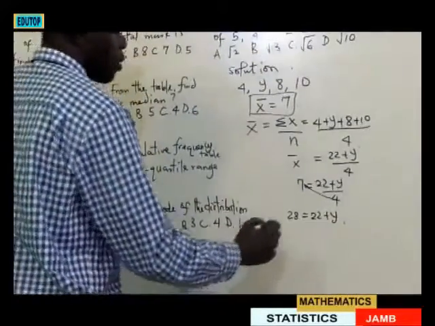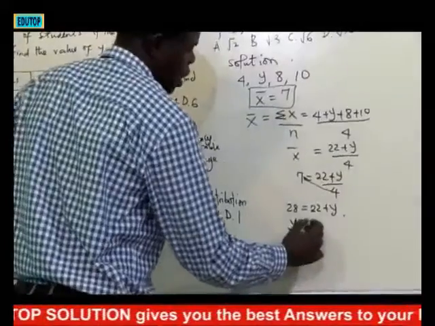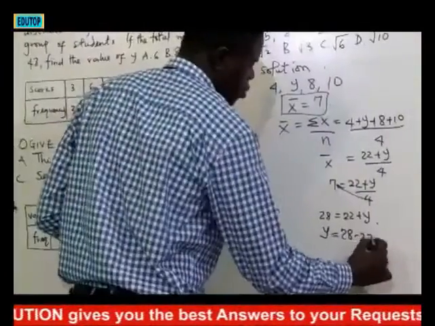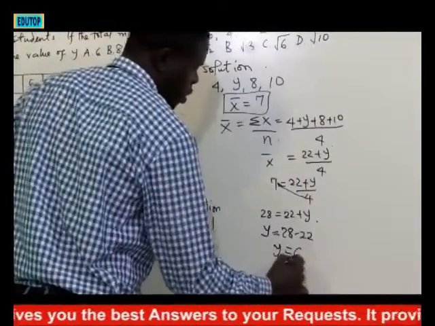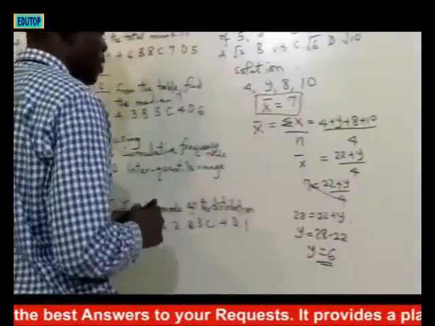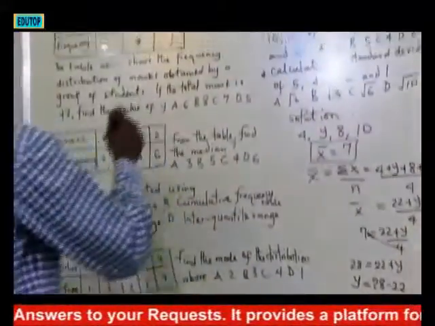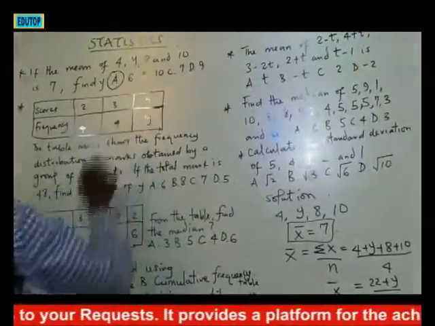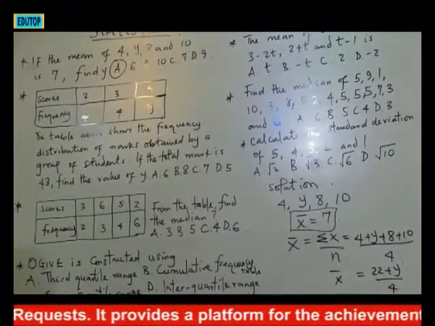Then for y we collect like terms. So we have 28 minus 22. Then our y will be equal to 6. So our answer to this question will be 6. That's option A. Just click on that option A.